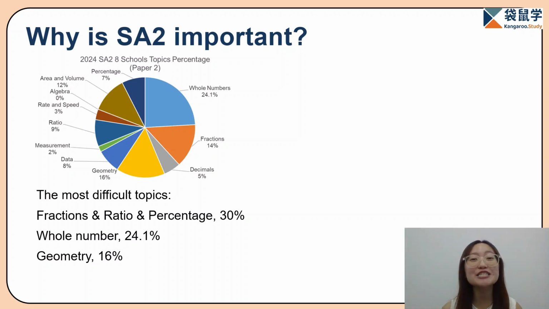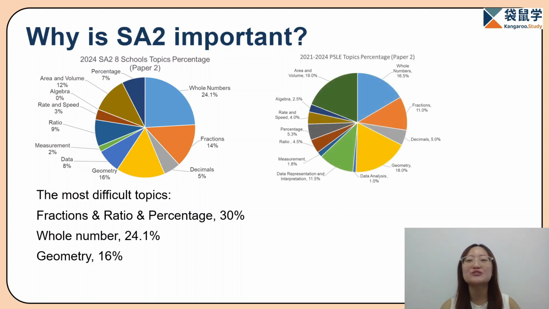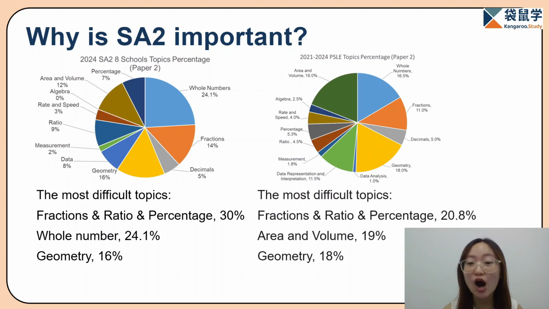Now, we also analyzed 2021 to 2024 past year PSLE paper 2s, and we also found that the most difficult topics were fractions, ratio and percentage at 20.8%, area and volume 19%, and geometry at 18%. Do you notice any similarities between the two? There is actually an overlap of topics, namely fractions, ratio and percentage, and geometry.